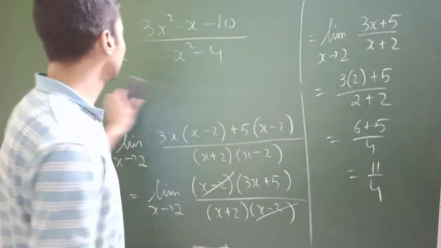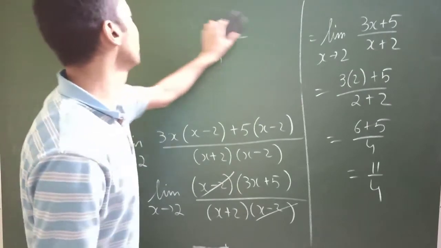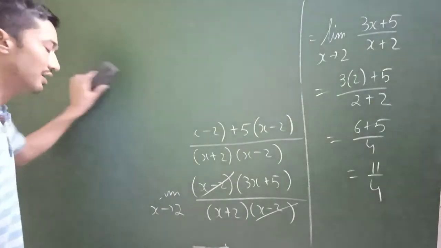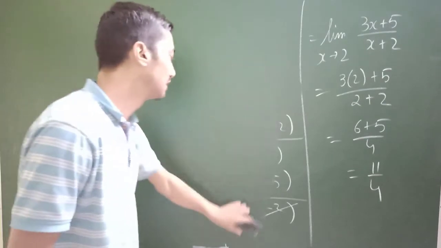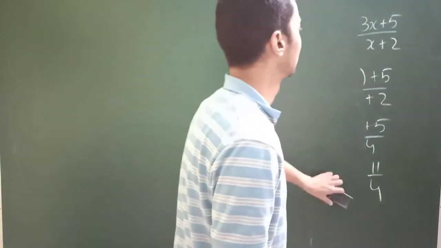Again, first see to it: are you getting 0 by 0? If yes, you have to simplify. If not, alright, not a big problem. Chalo. You can just put in the value, or in other words, remove the limit. Anyway, that's all right. That's all done.